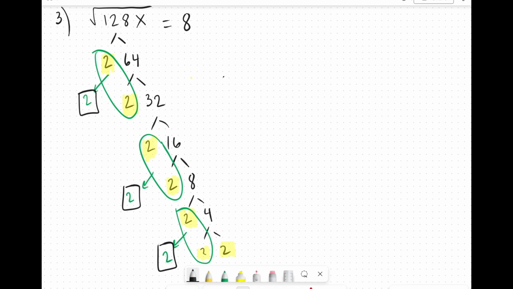The two that did not get paired up, which is this two right here, will be placed back under the root. Now this is for 128. For the x, because it's just a single x and not x squared or x cubed, etc., you cannot break it down. You cannot make any pairs. So that x will be staying back under the radical with the 2. That's your answer. Let's look at number 4.